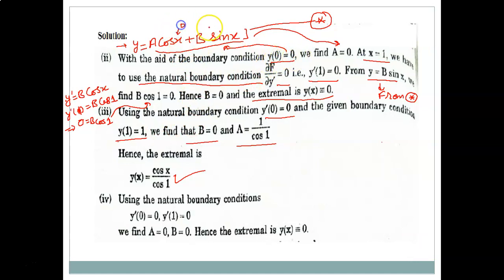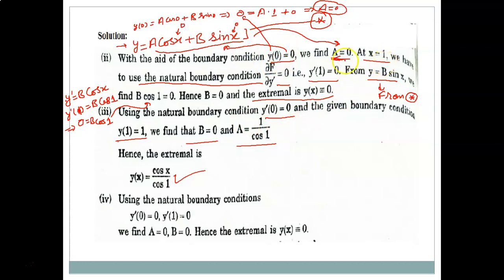When you put x equal to 0 here, y at 0 becomes a cos 0 plus b sin 0. That implies y at 0, which is given to be 0. So that thing is equal to a cos 0, which is 1, and b sin 0, which is 0. So you can say the value of a equals 0. So the value of a comes out to be 0 after applying this boundary condition.